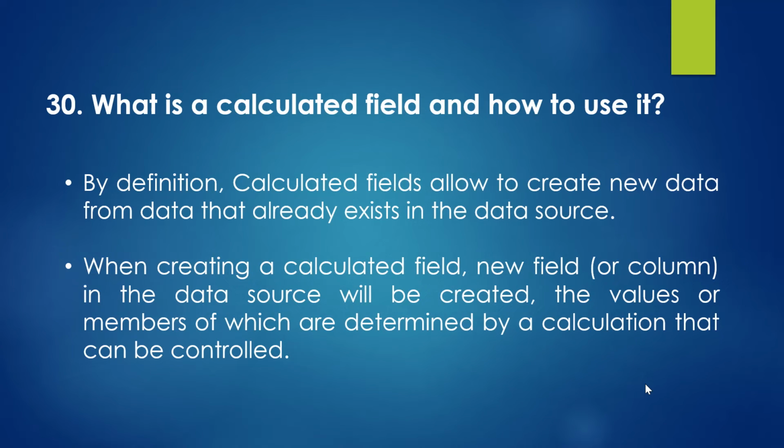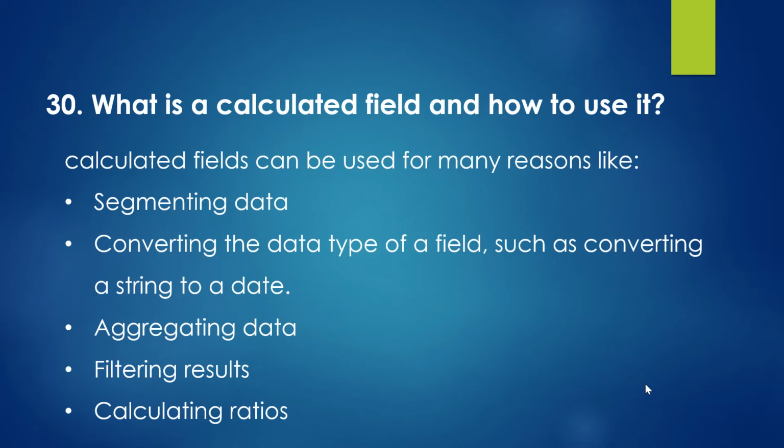Next, we have what is a calculated field and how to use it. So by definition, calculated fields allow you to create new data from data that already exist in the data source. When you create a calculated field, a new field or column in the data source is created, the values or members of which are determined by a calculation that you can control. Calculated fields can be used for many reasons, like segmenting data, converting the data type of a field, such as converting a string to a date, aggregating data, filtering results, calculating ratios, etc.